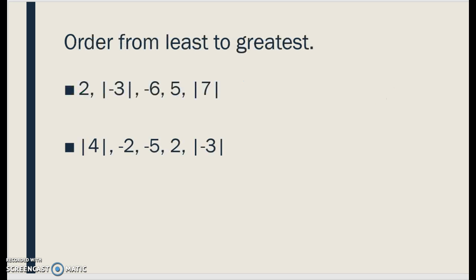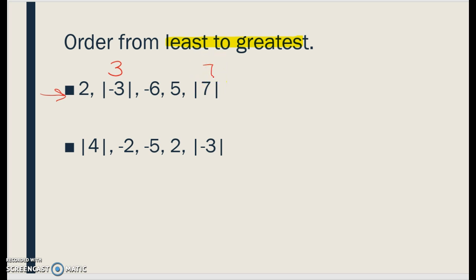Our third slide here is ordering from least to greatest. And that's really, really important to pay attention to. Make sure we go least to greatest. So again, with these problems, because some of them are absolute value bars, I solve that part first. I'm going to look at this first one here. The absolute value of -3 is 3. And then the absolute value of 7 is 7.